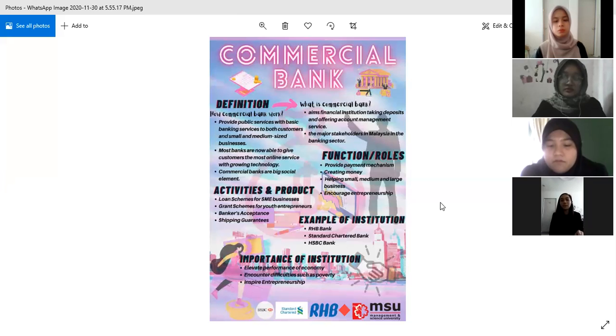And lastly, the function of commercial banks is to encourage entrepreneurship among the younger generation. Nowadays a lot of the younger generation have been enrolling in the business world. With the help of commercial banks, they are able to start up their businesses, even though they don't have the initial funding or the capital to start up the business.